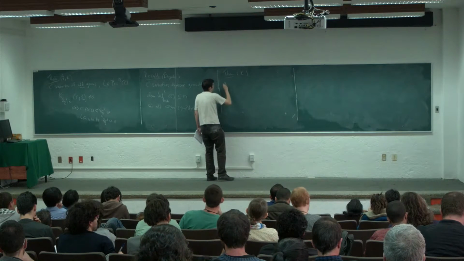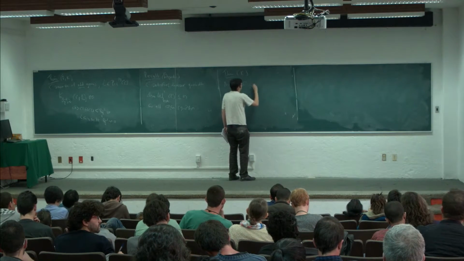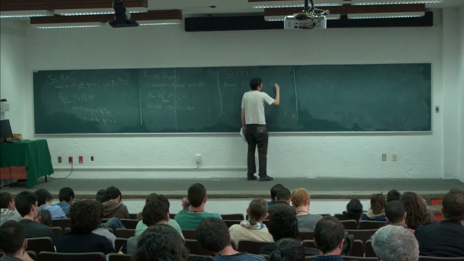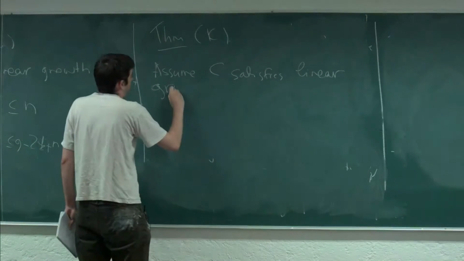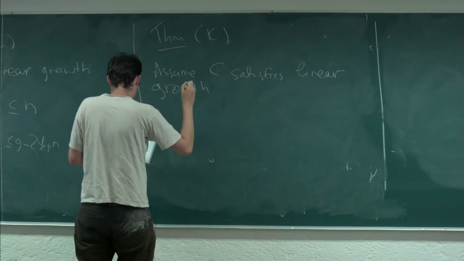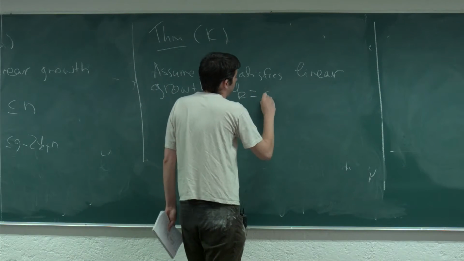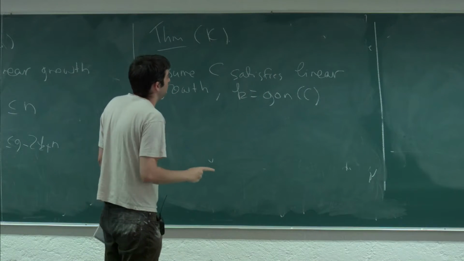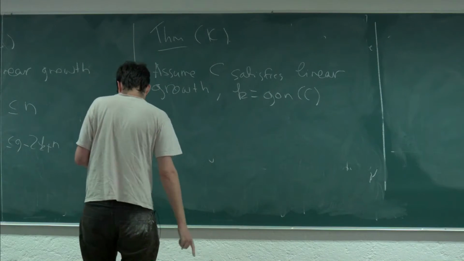Assume C satisfies this linear growth condition, and let's set K to be the gonality of C. So this was used by Garby repeatedly. It's the minimal degree such that there exists a branched cover of C to P1.